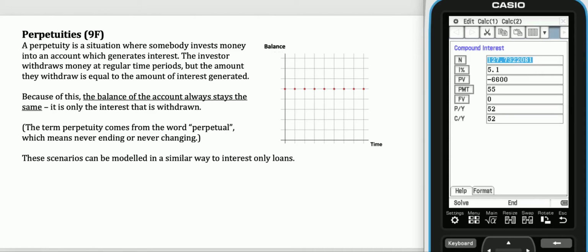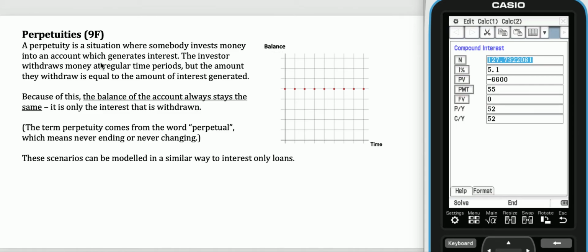In this video we'll go through perpetuities, what they are, and how we can make calculations relating to them. A perpetuity is a situation where somebody invests money. It's an example of an investment where we put money into a bank account, and like with any other investment, once it's in the bank, that account balance will generate interest. So interest gets added on to the balance.